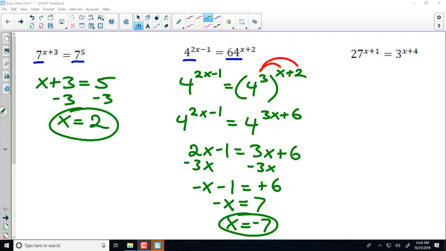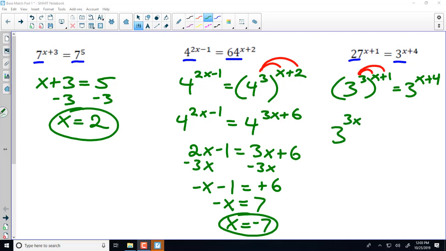This last one over here, we need to reduce down the base on the left because it's the larger base. So how can we rewrite 27 as 3 to a power? We can rewrite 27 as 3 cubed. So this will become 3 cubed to the x plus 1, and 3 to the x plus 4. Now we distribute the 3 in the power to the x and the plus 1. So that's going to give us 3 to the 3x plus 3 equals 3 to the x plus 4.